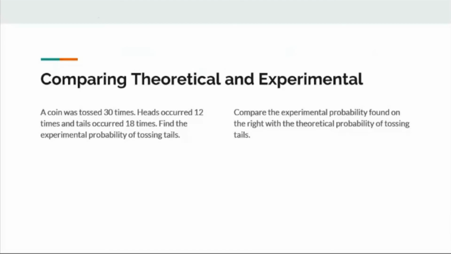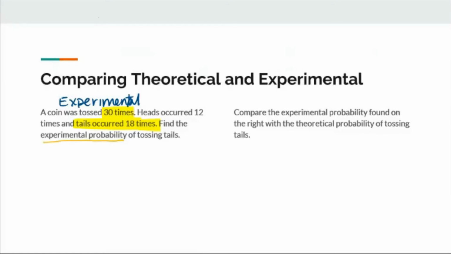On the left, it says a coin was tossed 30 times. Right away, you should think, well, this has to be experimental. Okay, something actually happened. Heads occurred 12 times and tails occurred 18 times. It says find the experimental probability of tossing tails. So we are looking at the number of times that tails occurred. Okay, so tails occurred 18 times. And we know that the total number of times that it was tossed was 30 times. So the number of trials was 30.